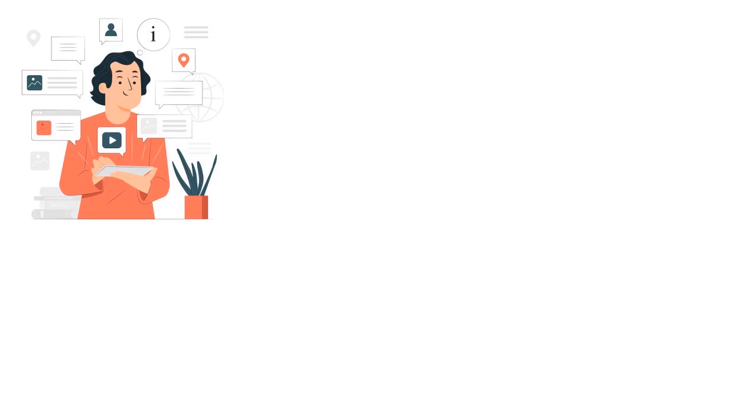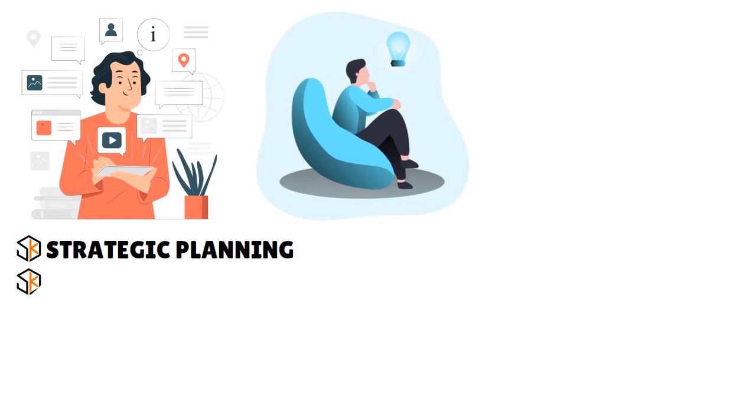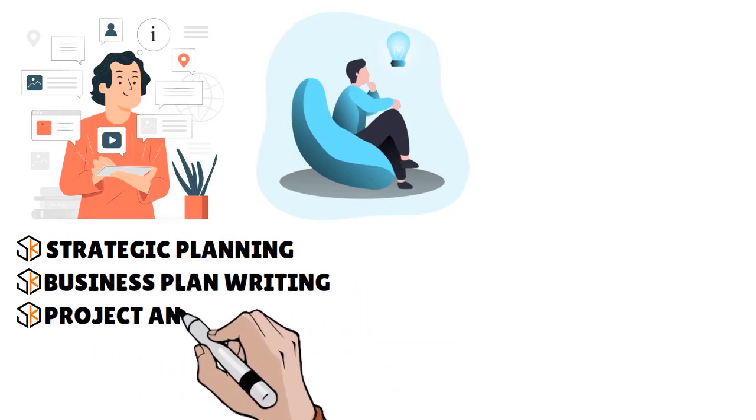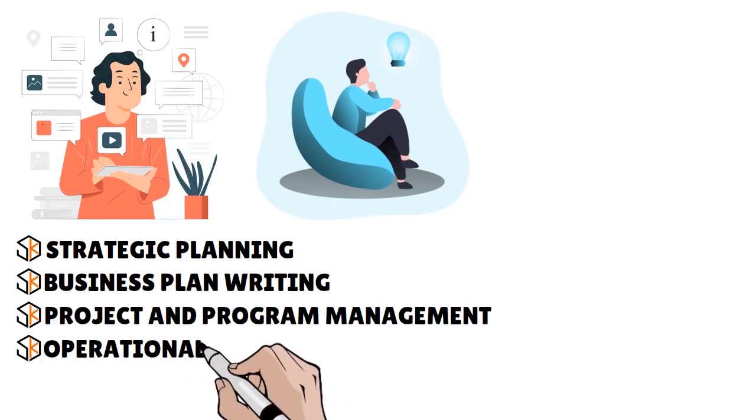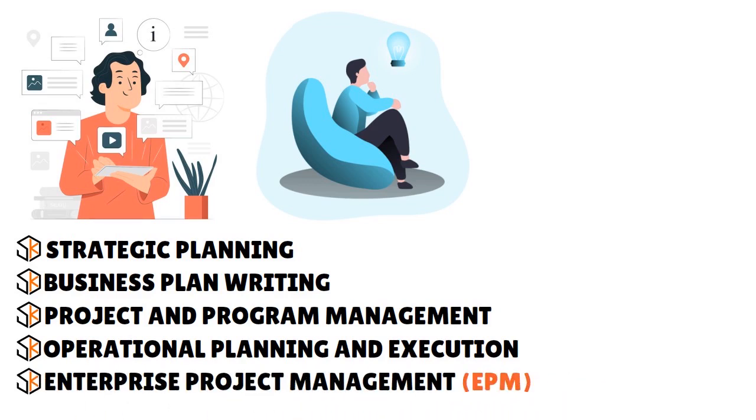So in the end, when you think about AchieveIt, I want you to think about strategic planning, business plan writing, project and program management, operational planning and execution, and also enterprise project management, which is really way more than project management. Okay, so EPM. So this is really cool.